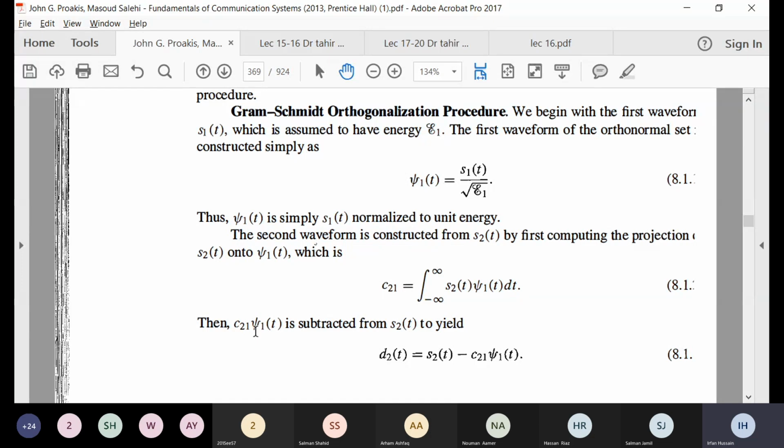Now this C21 times psi1, since you have found the projection on S2 of psi1, so you just multiply this C21 by psi1. This will give you the part of the signal of S1 present in S2 that needs to be subtracted. So you will just subtract from S2 this projection of psi1 onto S2. So D2(t) will come out to be an independent signal from psi1, or in other words from S1.